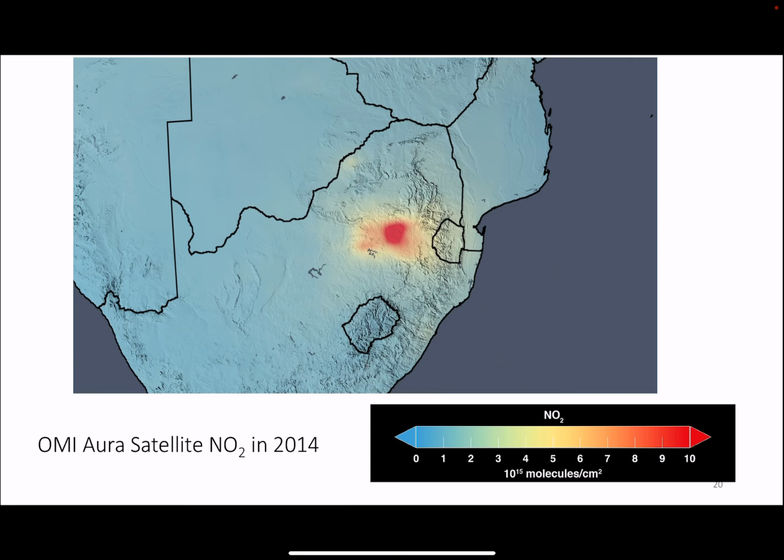And if we zoom in, actually we have to change the units, this is looking at the 2014 hotspot in the Highveld, and you can see it's actually quite a high spot because it goes all the way up to 10 now at this point. It really is quite high concentrations.